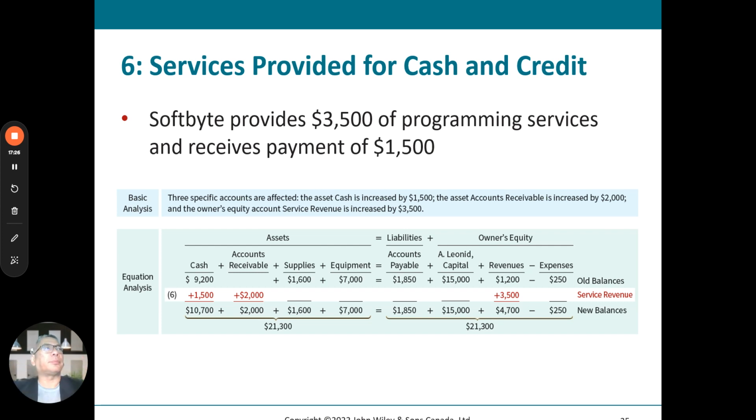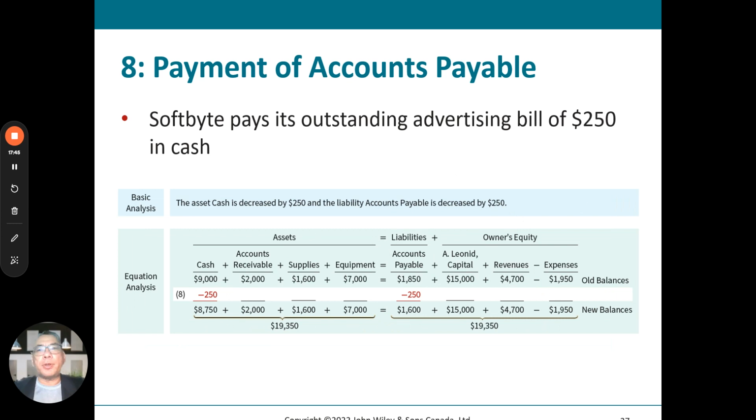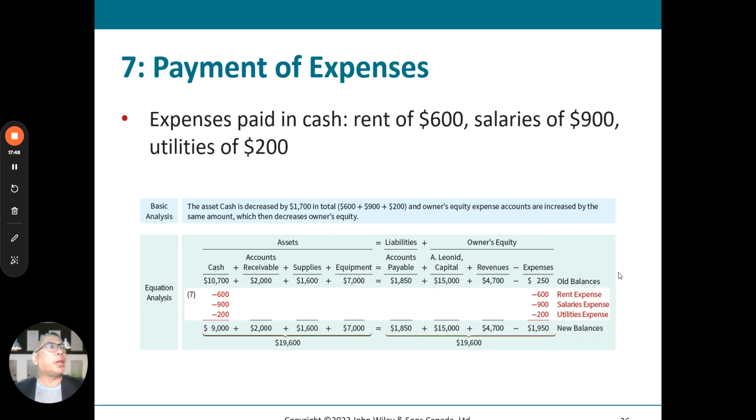Number 7, payment of expenses. Expenses paid in cash: rent is 600, salaries is 900, utilities 200. So you total both, it will be 1,700, and the owner's equity expense increased by the same amount.